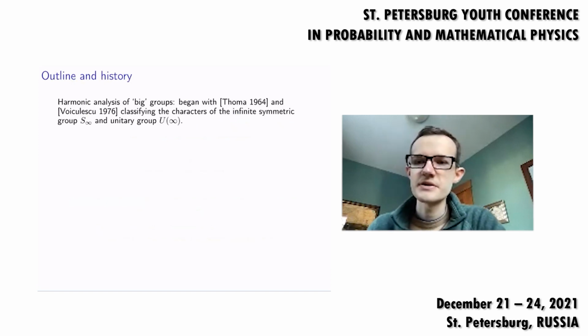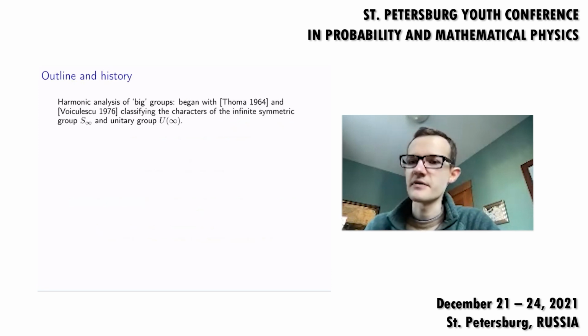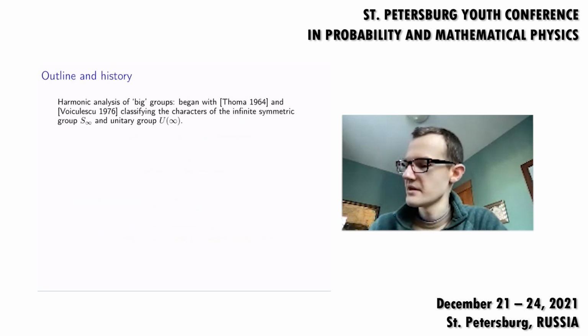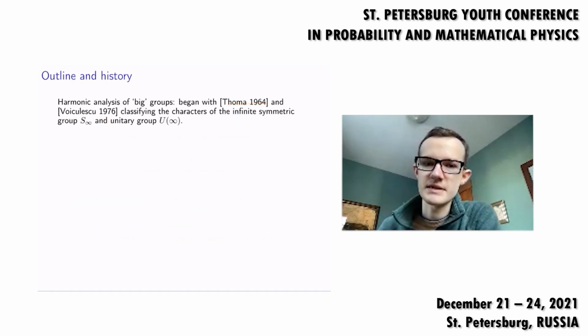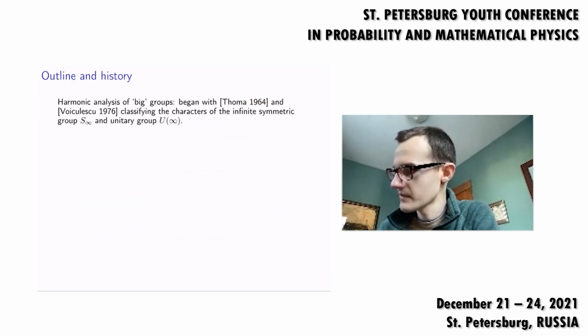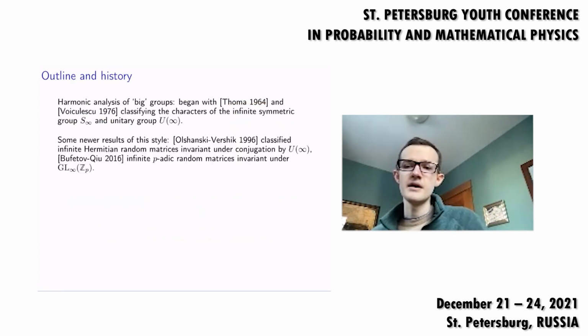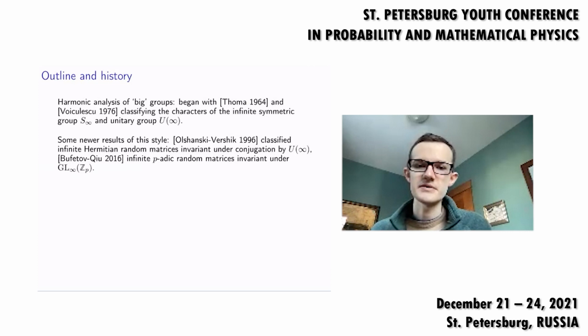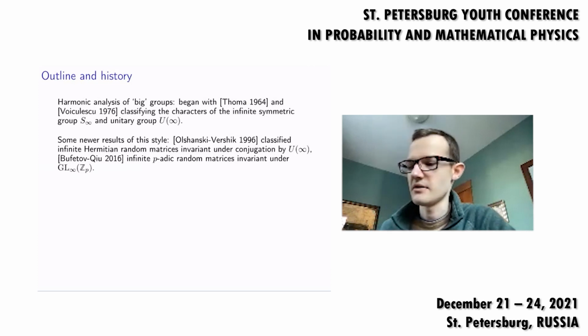So there's a research direction that's often referred to as the harmonic analysis of big groups. And this basically began with these results of Thoma and Voiculescu in the 60s and 70s, where they classified the characters of the infinite symmetric group and the infinite unitary group, respectively. And there have been a lot of results in this direction. So I'll just mention a couple of newer ones.